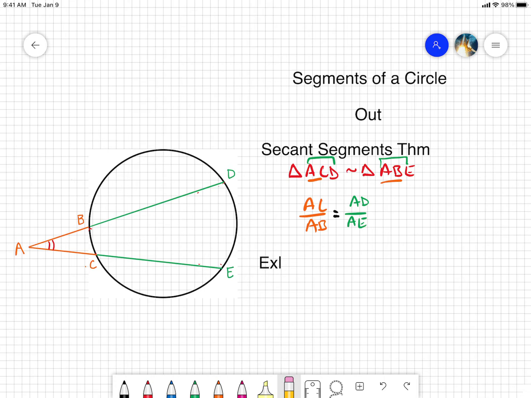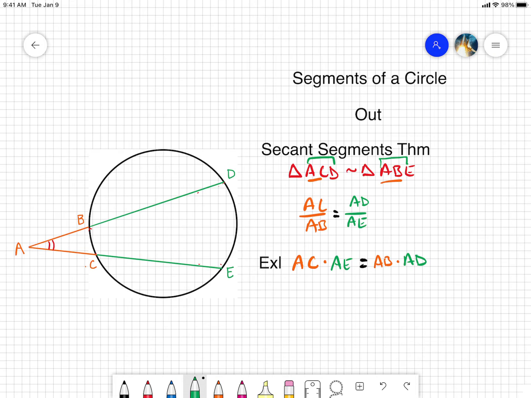So now we've got that proportion. So now we want to use the cross product property, and we're going to see that this is saying AC times AE is going to equal AB times AD. Okay. Sorry, I wrote AE first, it should be AC.